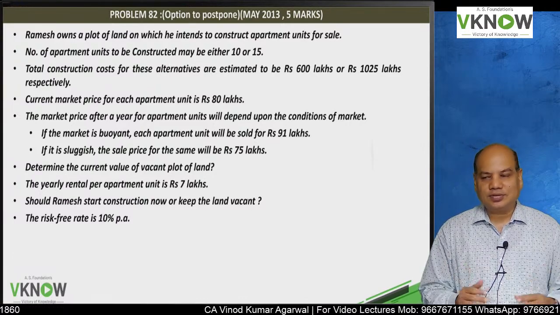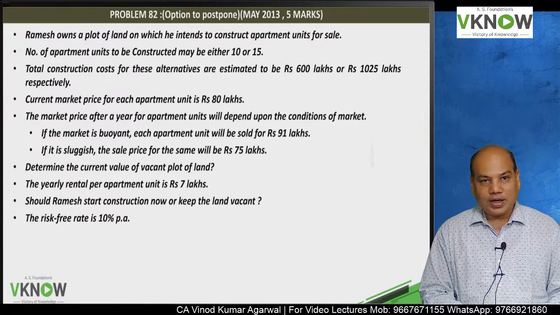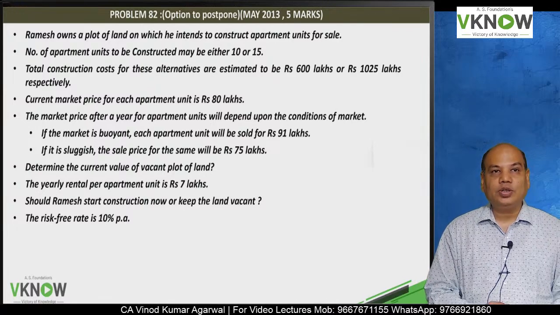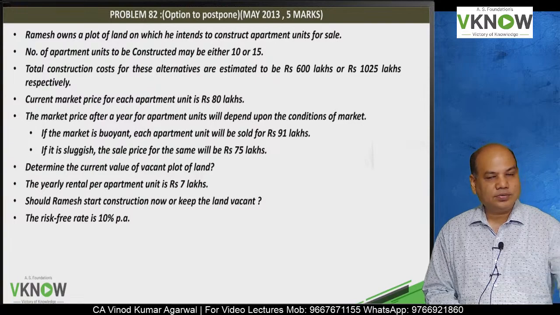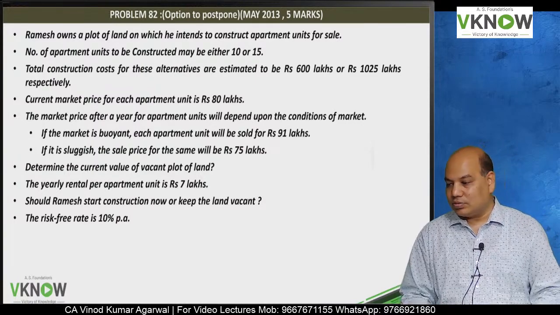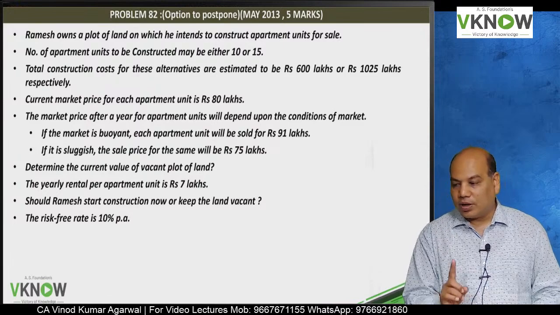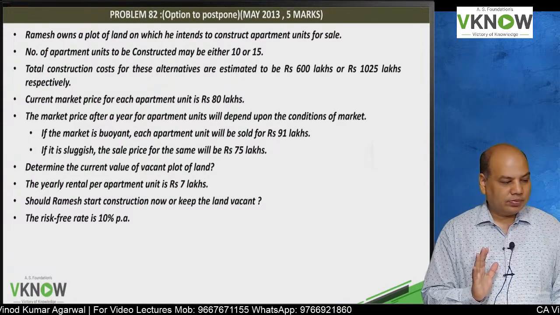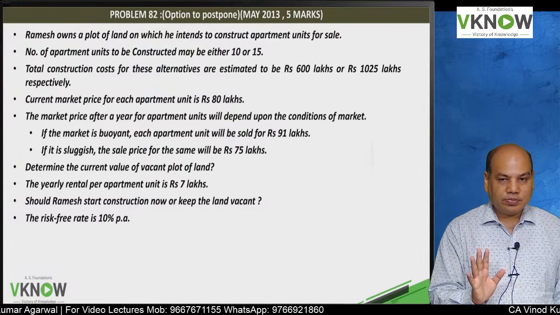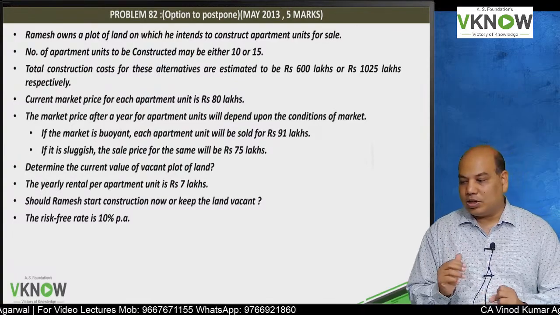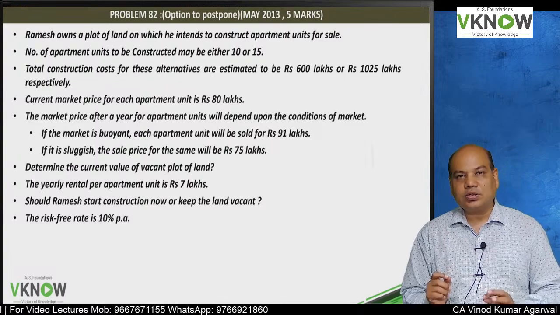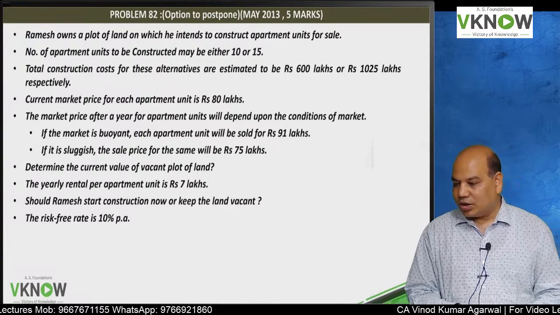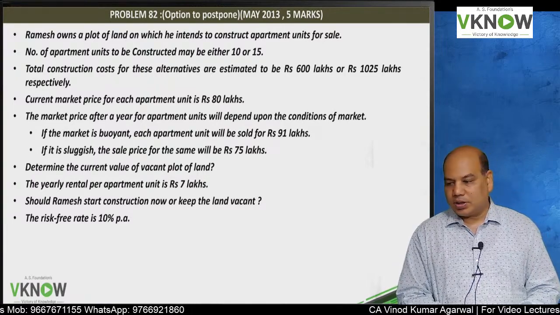Question is, Ramesh owns a plot of land on which he intends to construct apartment units for sale. So you have a land, you want to construct apartments and you will sell the apartments. Number of apartment units to be constructed may be either 10 or 15. So you can construct 10 apartments on the land, or you can even construct 15 apartments. The total construction cost of these alternatives are estimated to be 600 lakhs and 1025 lakhs respectively.